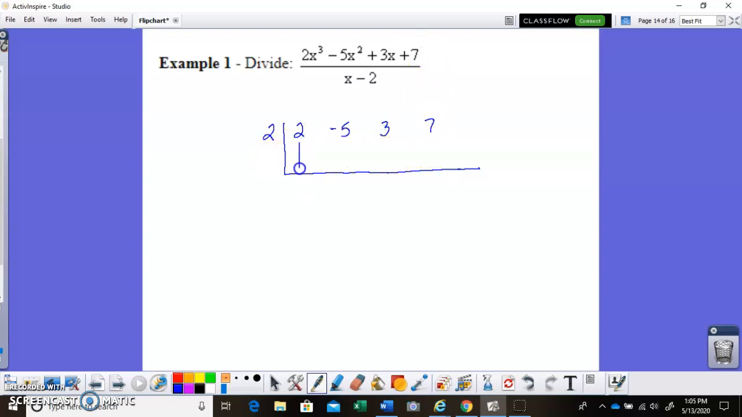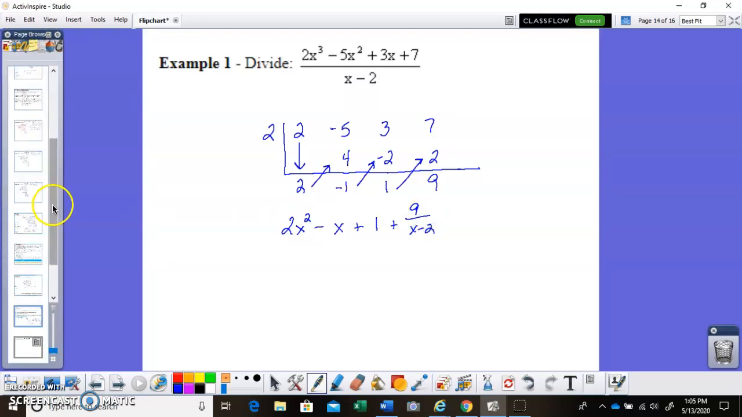So let's go ahead and bring this first one down. 2. We do our multiplication. 2 times 2 is 4. It goes here. Add them together. Negative 1. Do your multiplication. 2 times negative 1 is negative 2. Add them together. Positive 1. 2 times 1 is 2. Add them together. We get a 9. So what we actually have is remainder, 0, 1st power, 2nd power: 2x squared minus x plus 1 plus our remainder of 9 over x minus 2.